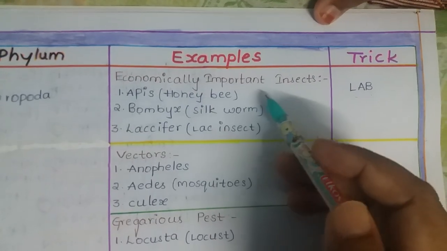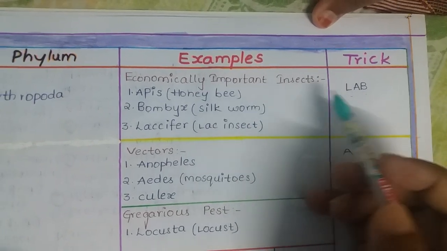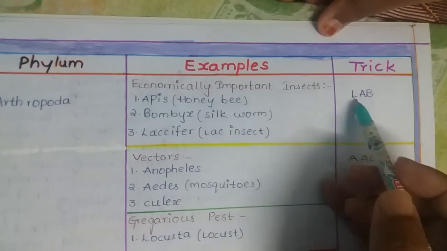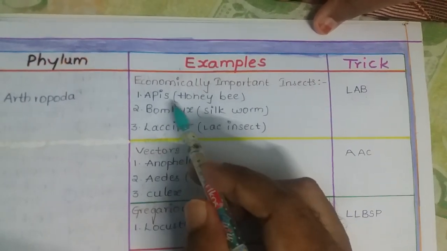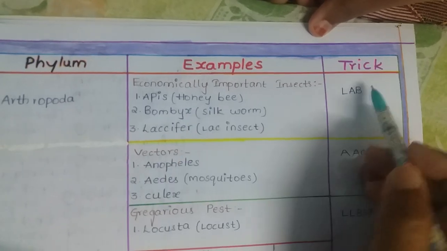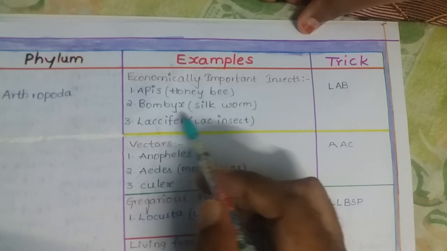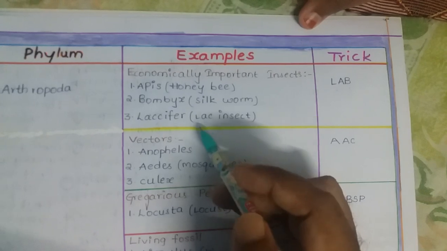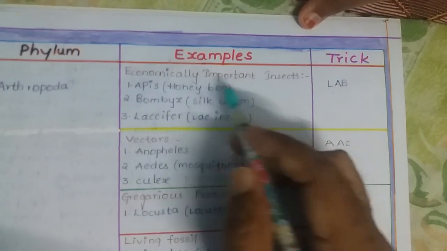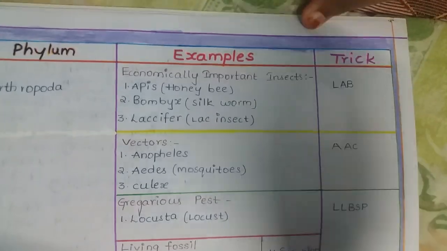Arthropoda, economically important insects. The trick here is LAB. Economically important insects are kept in a lab. L, Laccifer, lac insect. A, Apis mellifera, honeybee. B, Bombyx, silkworm. Some people went to Bombay to buy silk saris. Bombyx, silk; Laccifer, lac insect. Here the trick is LAB for economically important insects.